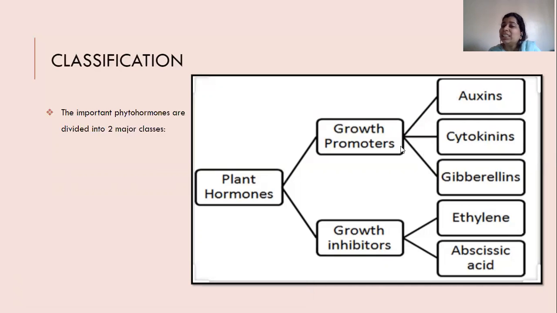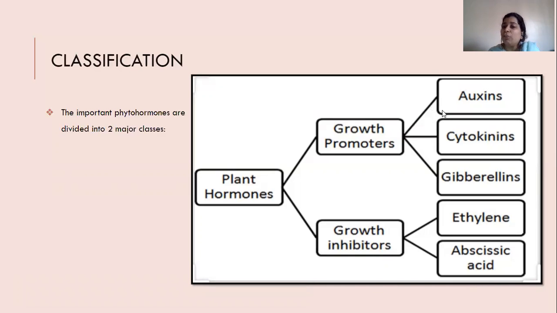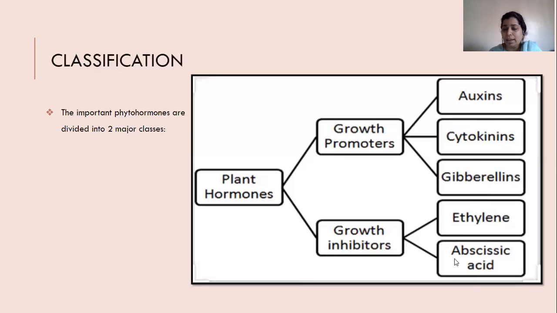Now coming to the types, we have a complete 5 types of phytohormones. The first one is auxins. It's a very important hormone. It's the first hormone which was discovered. The next one is cytokinins. The third one is gibberellin, and the inhibitors are ethylene and abscisic acid. Now, these hormones have been studied in a great manner, and each has its own ways of showing growth as well as development in the plant.